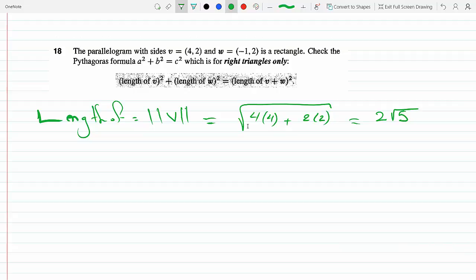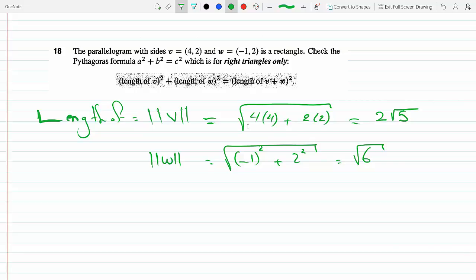Okay, and then similarly, the length of W would be minus 1 squared plus 2 squared, which would be 5 plus 1, 6, so square root 6. Okay, now what's the length of V plus W?